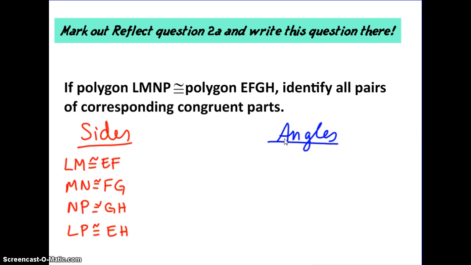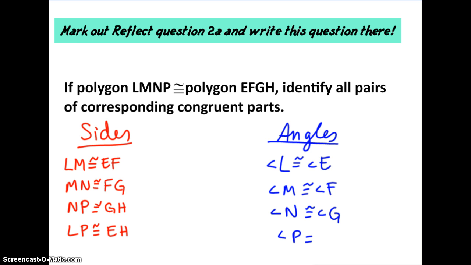Alright, now for the angles, it's much less work. Angle L is congruent to angle E. Angle M is congruent to angle F. Angle N is congruent to angle G. And angle P is congruent to angle H. 4 pairs of sides and 4 pairs of angles because this is a quadrilateral. If it was a triangle, we would have 3 pairs of corresponding sides and 3 pairs of corresponding angles.